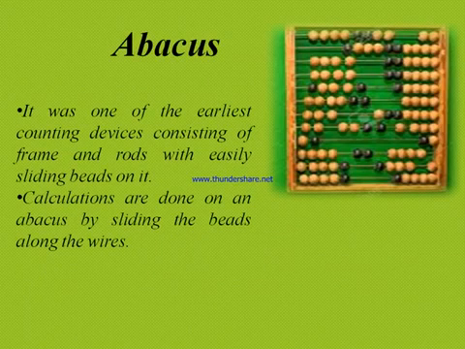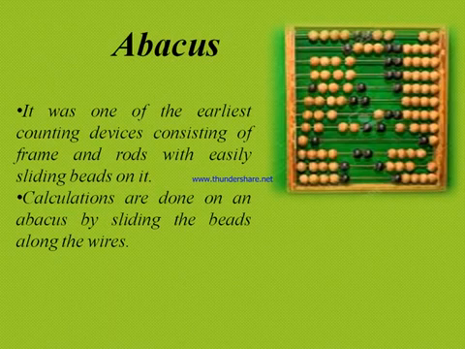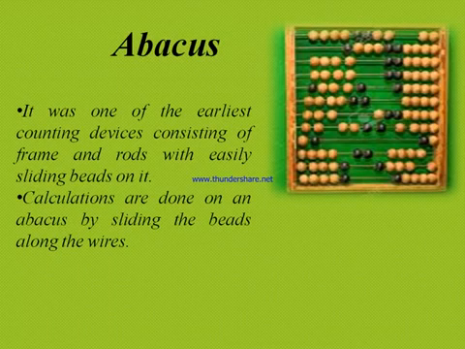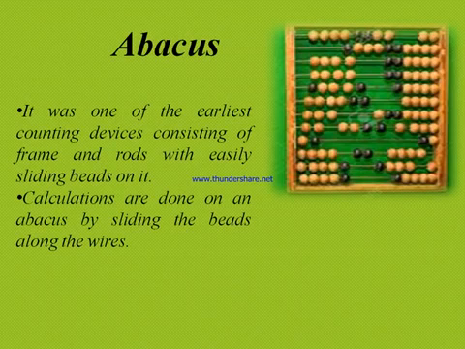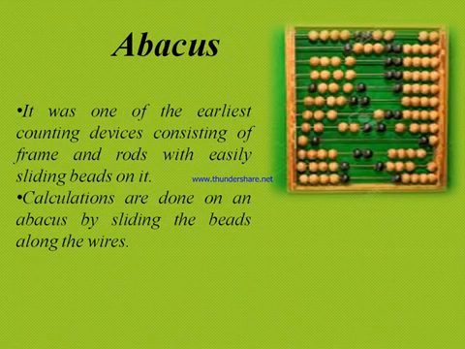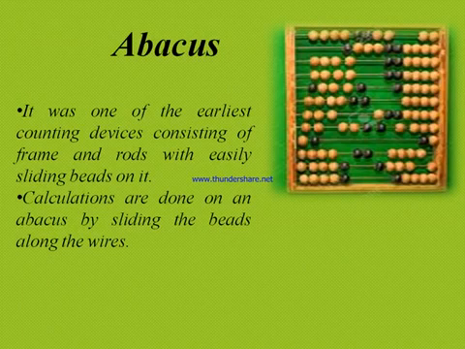Dear students, the computers that we see today have been developed part by part by many scientists. In fact, the history of computer comprises of a gradual development from simple abacus to the electronic computers we use today. Abacus was one of the earliest counting devices, consisting of frame and rods with easily sliding beads on it. Calculations are done on an abacus by sliding the beads along the wires. You can see an abacus in this picture.